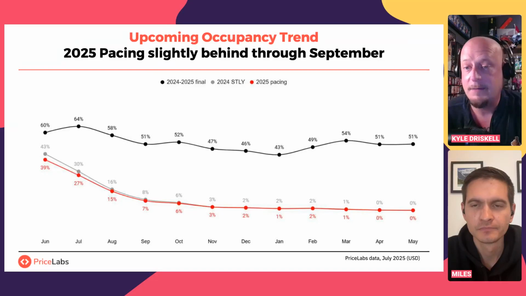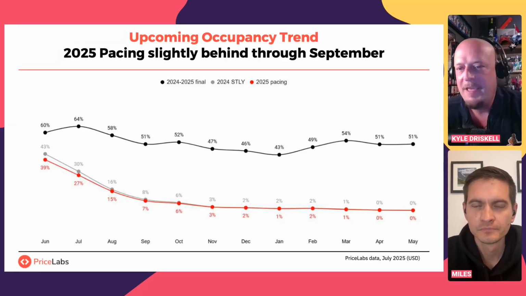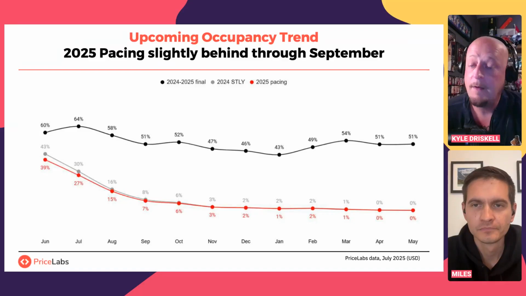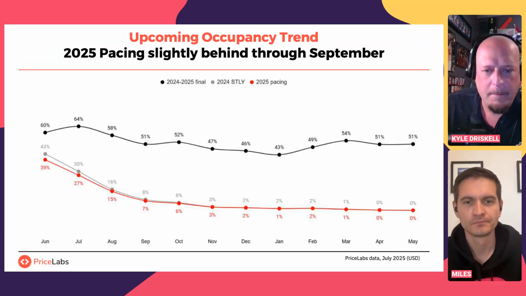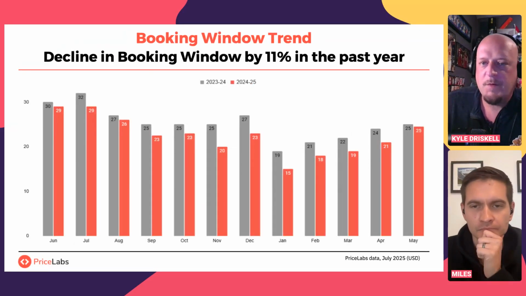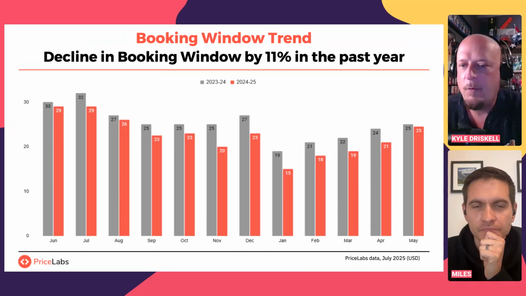Mm-hmm. And that's something that we've seen a ton of. So yes, the market may be down slightly in occupancy when these finish. July of 2025, when we look at it in August 15th or so, it may finish at 63%. But the way I would look at this is say, hey, we're still going to hit that 64. It's just coming a little bit later. And where I'm getting that from is right here. These are the booking window trends.